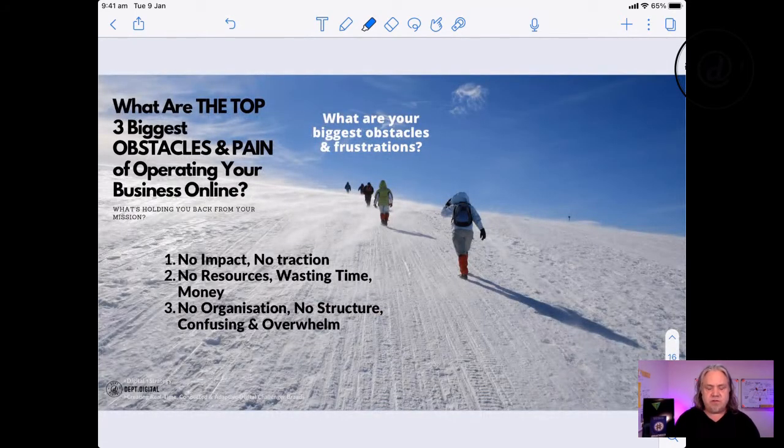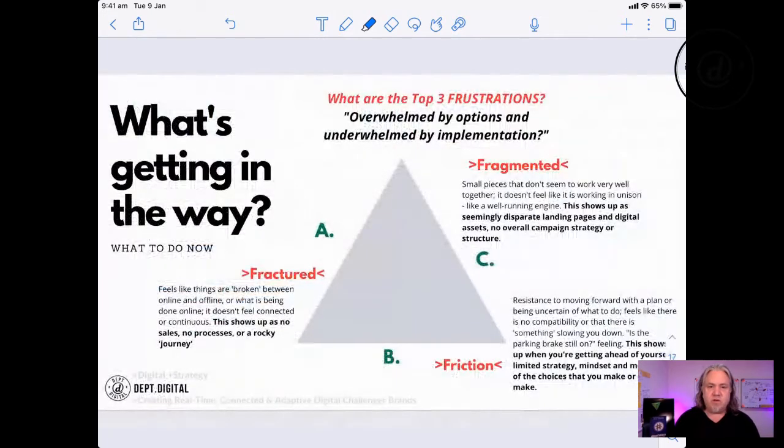So what are the typical three biggest obstacles? No impact, no traction online, no resources, wasting time, wasting money. Very, very key there. A lot of wasted money out there in terms of not understanding how that's actually going to impact your business. No organization, no structure, confusing and overwhelmed as well. So if you've got a second, just in the chat, what are your biggest obstacles and frustrations of online? So what's getting in the way?